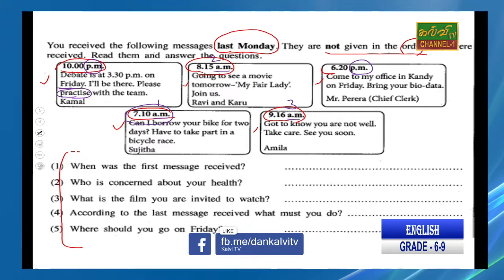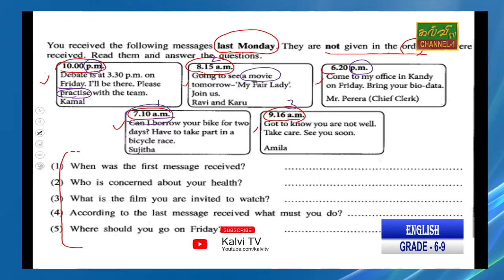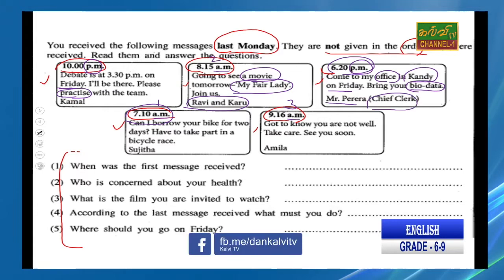8:15 a.m. Going to see a movie tomorrow. This matter is a movie. They are going to see a movie tomorrow. The name of the movie is My Fair Lady. Join us, Ravi and Carol. Two friends have given the idea. 6:20 p.m. Come to my office in Kandy. The office is situated in Kandy. On Friday, they have to go to Kandy. Bring your bio data when you come there. Who says? Mr. Pereira, chief clerk.